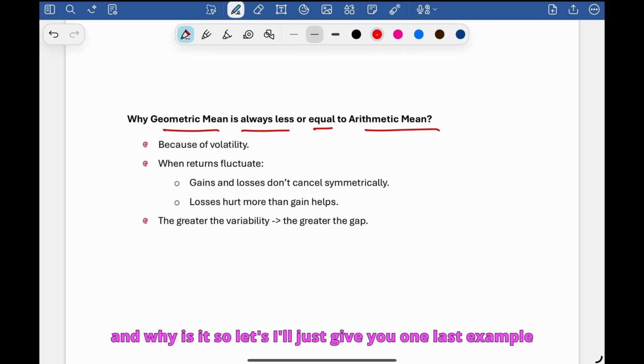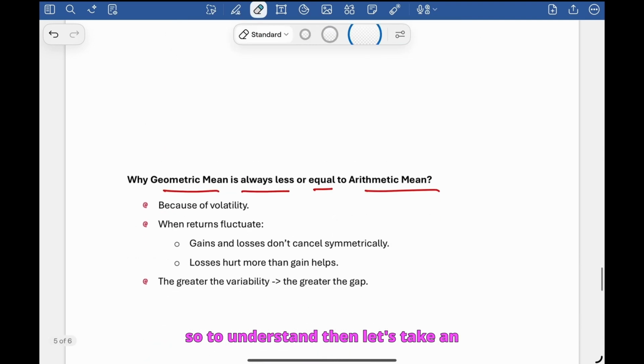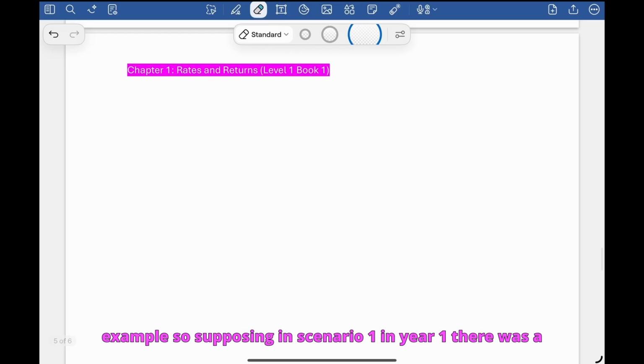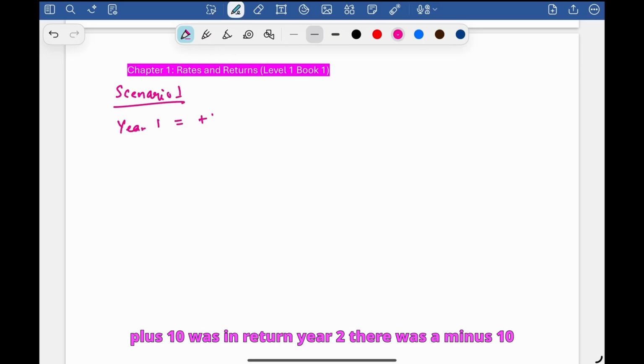And why is it so? I'll just give you one last example for understanding this. Supposing in scenario 1, in year 1 there was a plus 10% return, and in year 2 there was a minus 10.